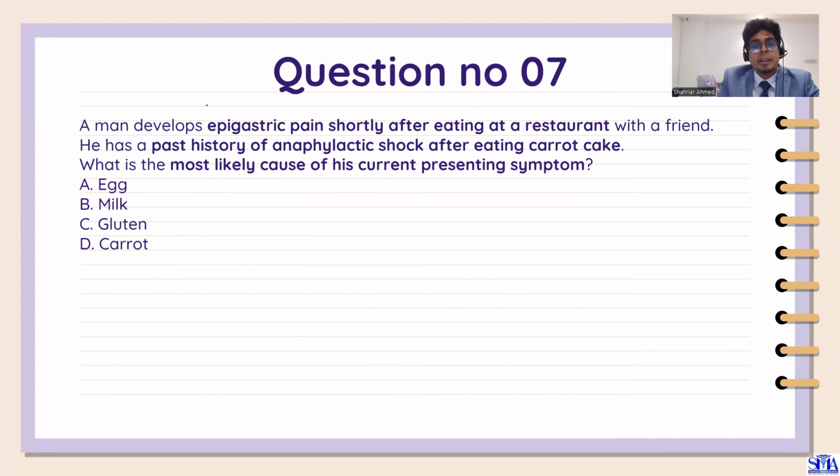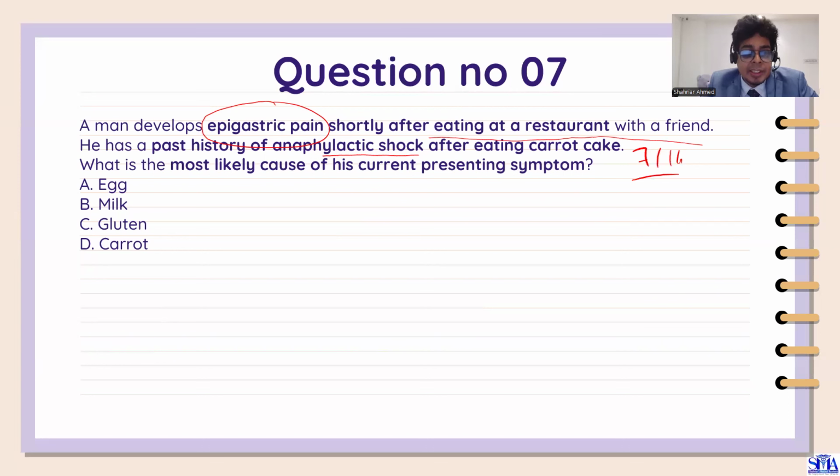Coming to the next question: a man develops epigastric pain shortly after eating in a restaurant with a friend. Past attack of allergy or anaphylaxis after eating carrot cake. By the way, there are a lot of 7-Eleven shops, and the petrol stations there have carrot cakes available. What is the most likely cause of his current symptom?